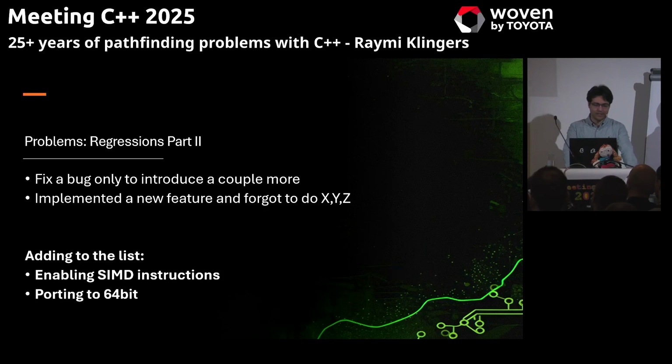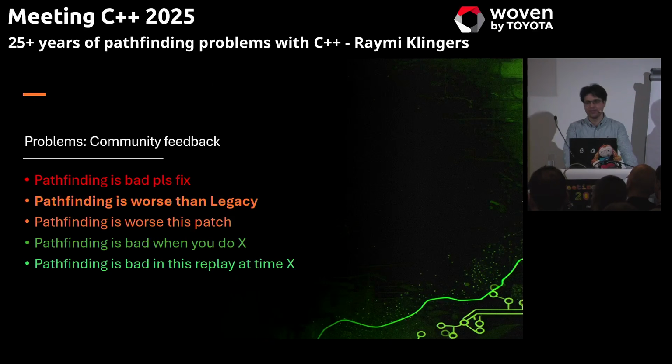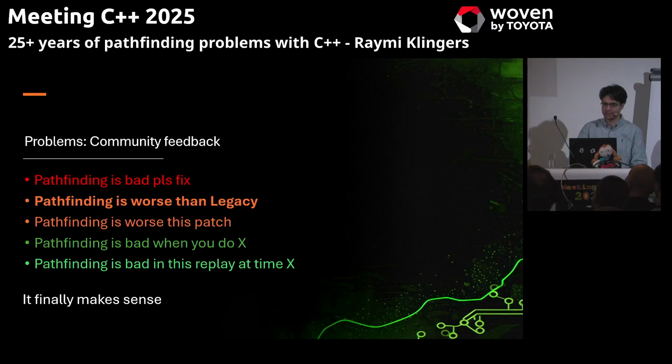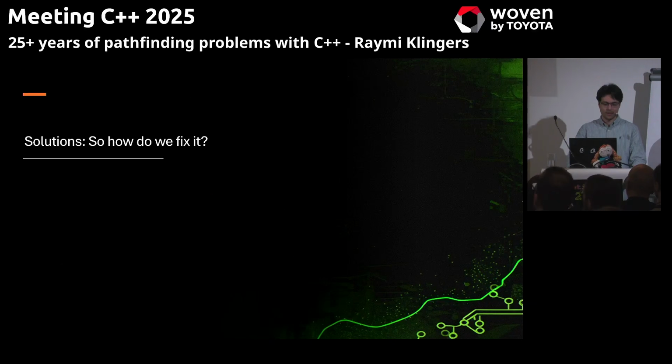So I'm adding this to the list, because we technically also regressed this. But yeah, in the end, the community feedback was probably right, because they always claimed that the pathfinding was worse now than in legacy. And even though everyone claimed not to have touched it, we accidentally still touched it in some way. So it finally makes sense why they were complaining. Now, how do we fix this?